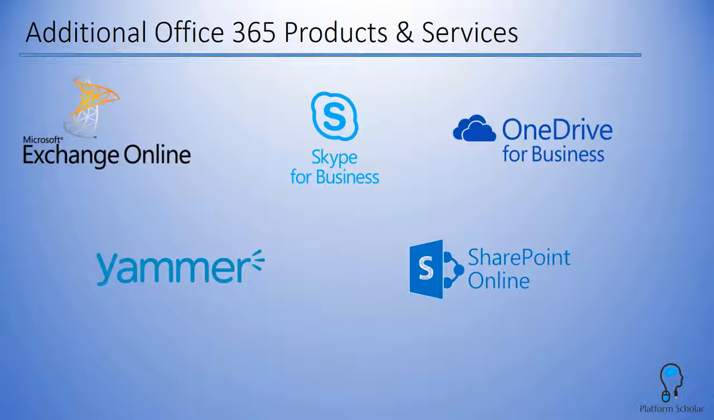Now, in addition to the applications that you're used to coming with Microsoft Office, there are some additional ones that you may not be as familiar with. The first one is Exchange Online. Now, Exchange Online is just what it sounds like. It's an online version of Microsoft Exchange. So now, instead of just giving you Outlook, which needs to be connected to a mailbox server somewhere, they're provisioning you a mailbox in the Exchange Online environment that's located on Microsoft servers.